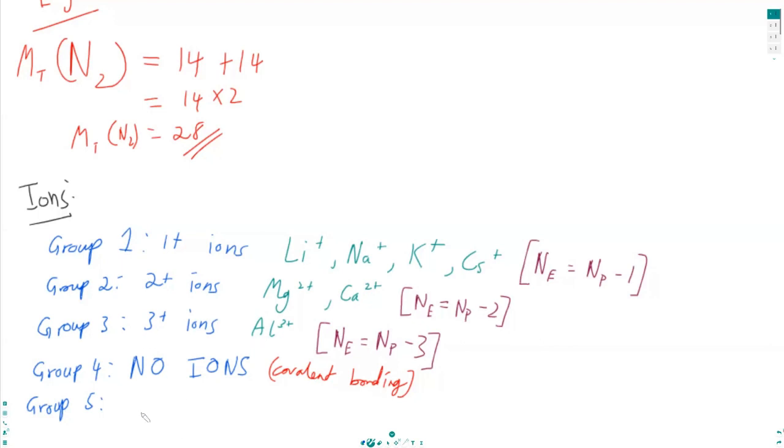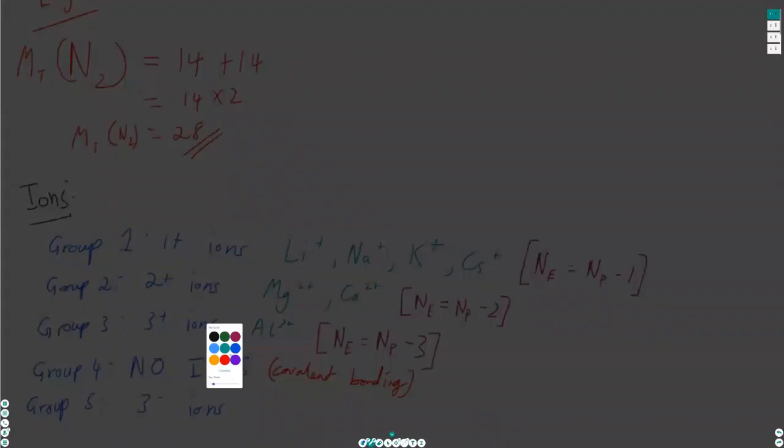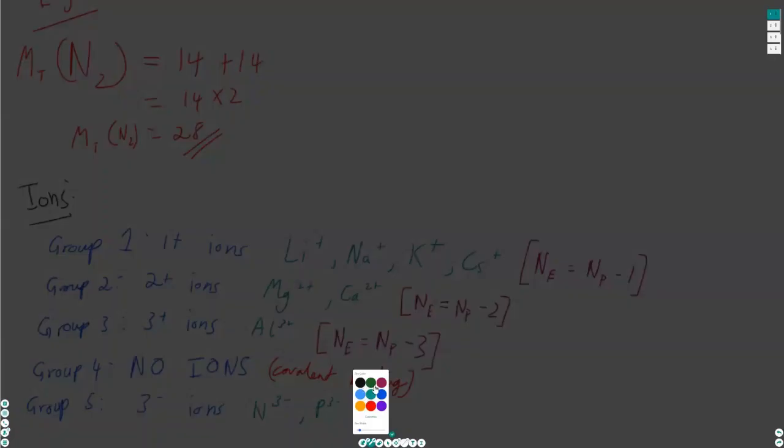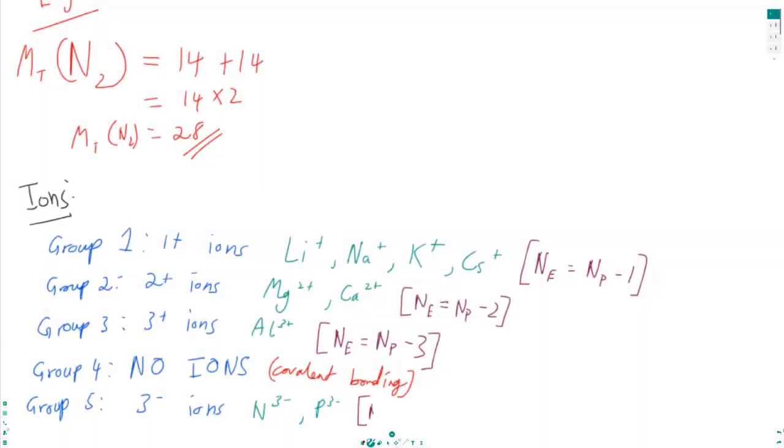But we also have anions. Group 5 is the start of the 3 minus ions. So instead of taking away electrons, we are now adding electrons. One example is the N3 minus ion, but also the P3 minus ion as well. In this one, the number of electrons is equal to the number of protons plus 3. So we have 3 extra electrons.